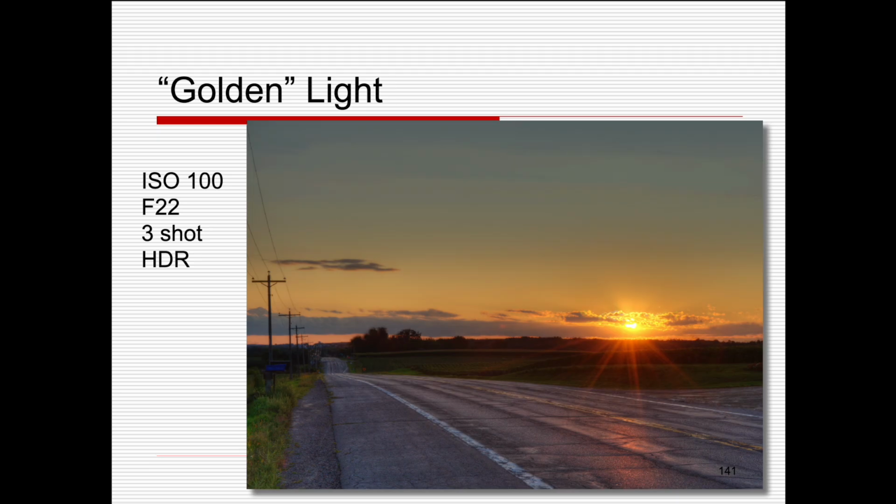This is a 3-shot HDR. High dynamic range is what HDR stands for. I made one picture at the indicated exposure, one underexposed, and one overexposed. And that just gives us shadow detail, mid-tone detail, and highlight detail. And then I sandwich them all together and polish it up a little bit in Photoshop.